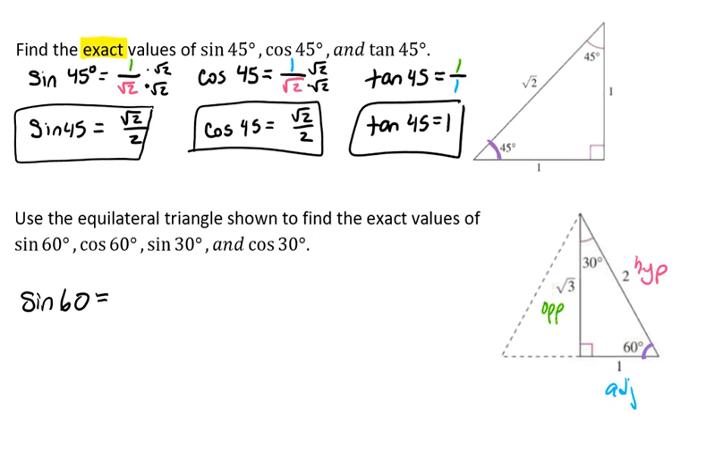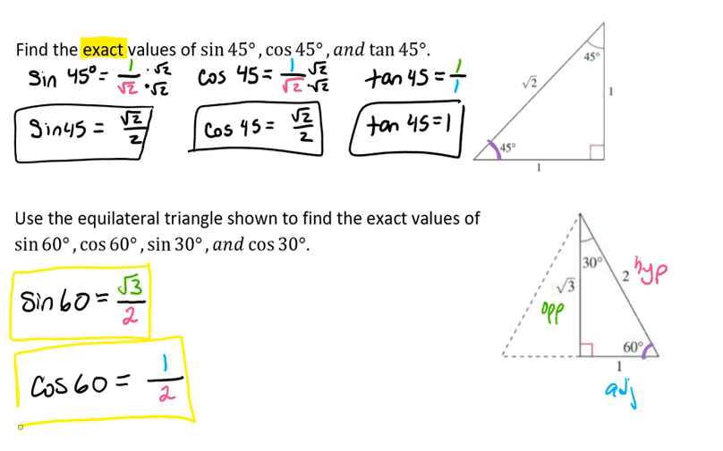So to find our sine of 60 degrees, we'll have our opposite over our hypotenuse, and there's nothing to reduce there, and there's not a radical in the denominator, and so that's going to be the exact answer for the sine of 60 degrees. Now if we're looking for the cosine of 60 degrees, we're going to need our adjacent over our hypotenuse, and again, can't reduce that, and there's no radical in the denominator, so this is going to give us the exact value of the cosine of 60 degrees.